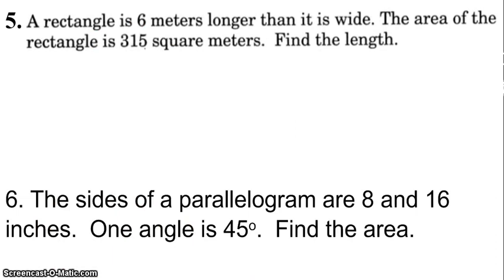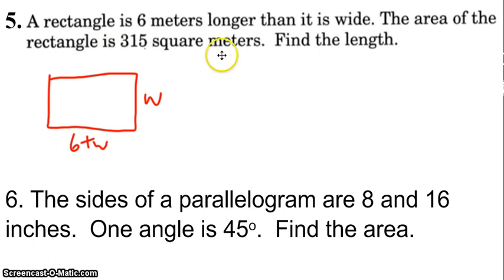So here we have a rectangle that is 6 meters longer than it is wide. Always a great idea to draw the picture. So I have a rectangle, going to label 6 meters longer than it is wide. So if I call that W, the length would be 6 plus W. The area is 315 square meters.